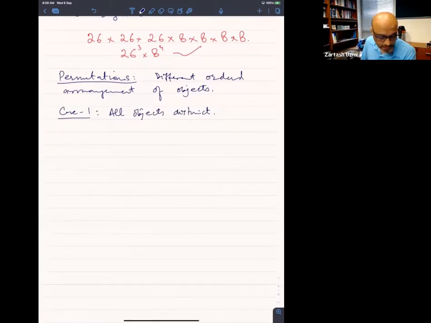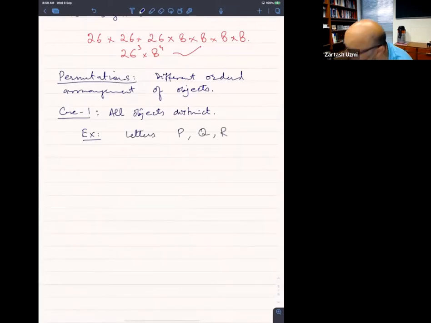If all objects are distinct, I will try to find the answer to this by an example. एक एग्जांपल है, तो आपके पास लेटर्स हैं P, Q, R. How many different ways I can arrange these letters P, Q, and R? Answers in the chat window. So people are saying 6, 3 factorial, 3 times 2 times 1. All of these answers are correct.